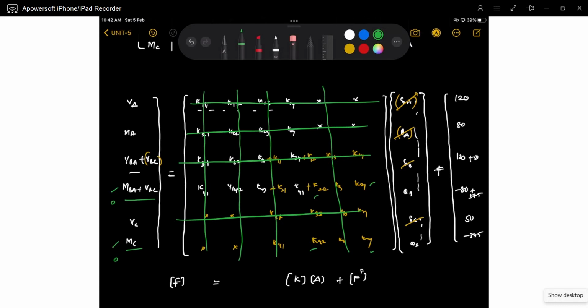MC is 0 because delta is allowed. This MBA plus MBC is also 0 because at that location the rotation is allowed. That is the equilibrium equation. So if you write those two equations, if you write MBA plus MBC, this value multiplied with this value is 0, and so on. So no need of that. Only this value multiplied with this thing. You can write in equation form also, same thing.